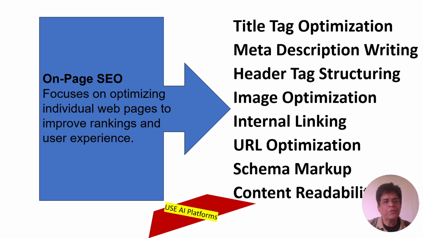AI is going to completely support in finding out the titles, finding out the meta description, finding out the keywords, finding out the image names, what should be the content design, the content placement, everything we will be able to do using AI very fast.